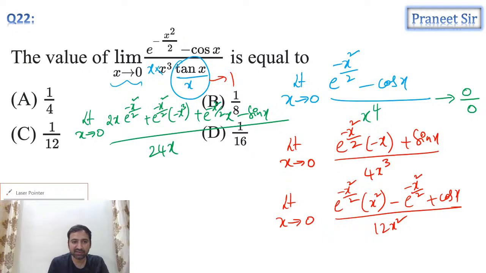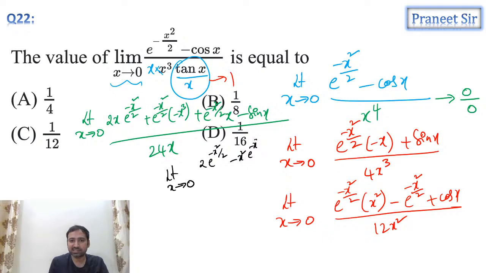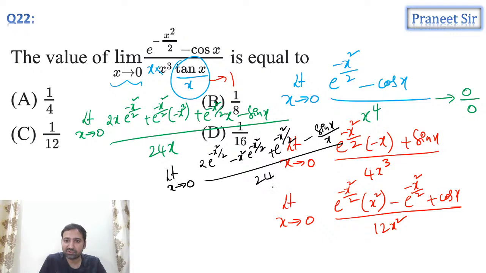If you simplify this, what we get is limit x tending to 0, 2 into e power minus x square by 2 minus x square into e power minus x square by 2. One x I am cancelling, guys. So this is what I am getting: e power minus x square by 2 and minus sin x by x, whole divided by 24. That's what we're getting. Now substitute the limit. When you substitute the limit here, tell me guys what we get.